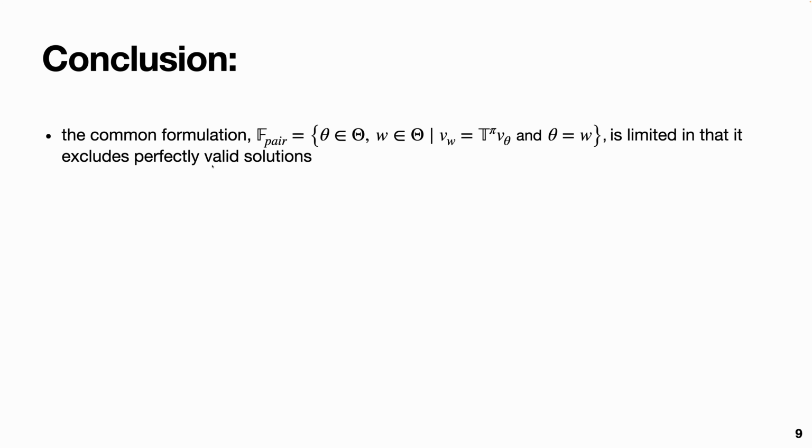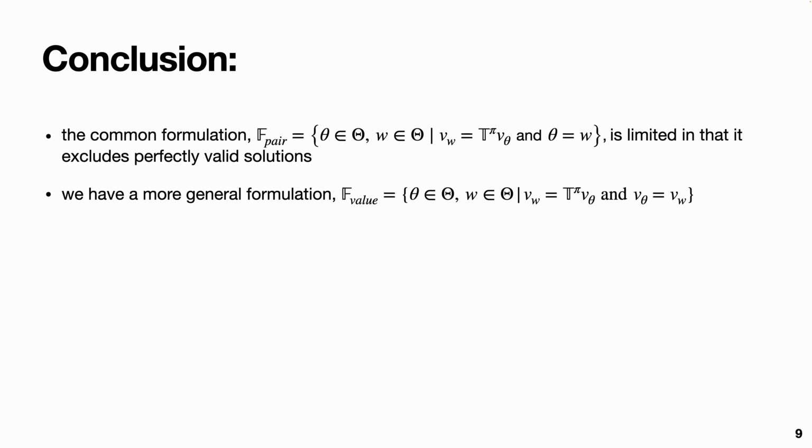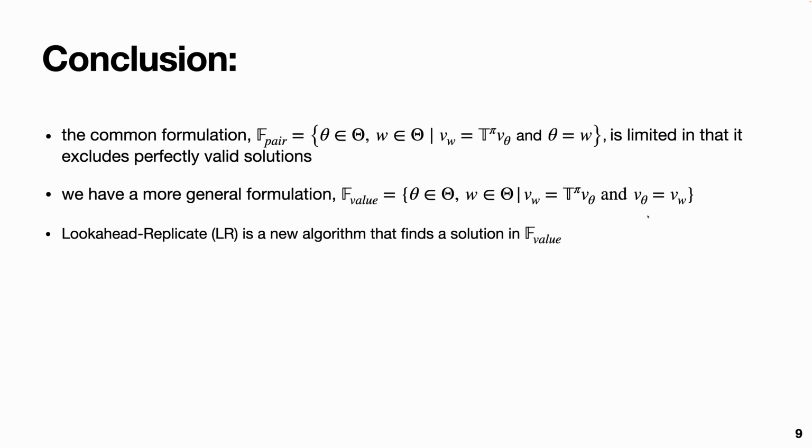Now, to conclude, we argue in this paper that the common formulation is limited in that it excludes perfectly valid solutions because of enforcing this second constraint in the parameter space. And we identify a more general formulation that substitutes this parameter-based constraint with a value-based constraint. And we also identify an algorithm to find a solution in F value.